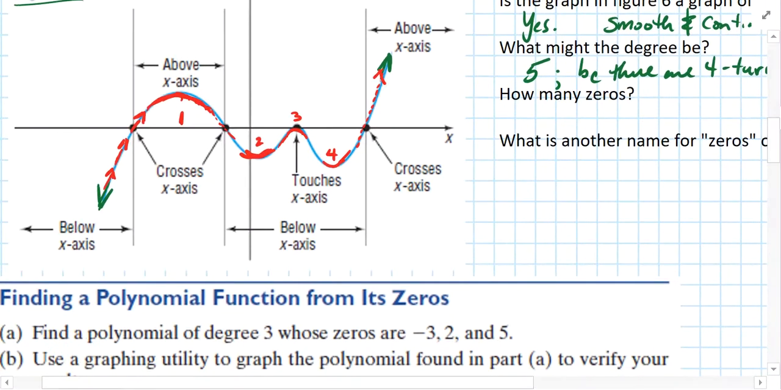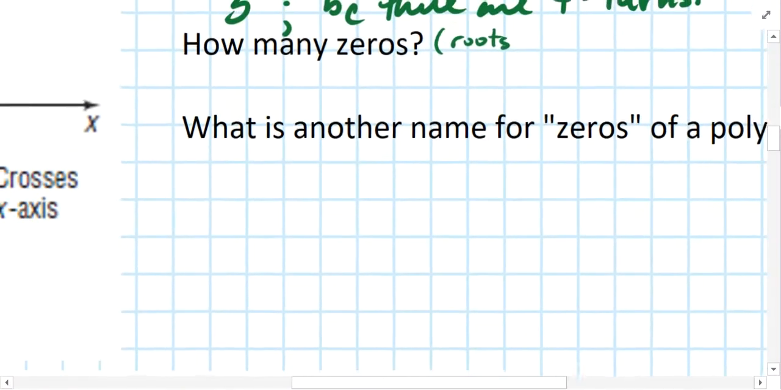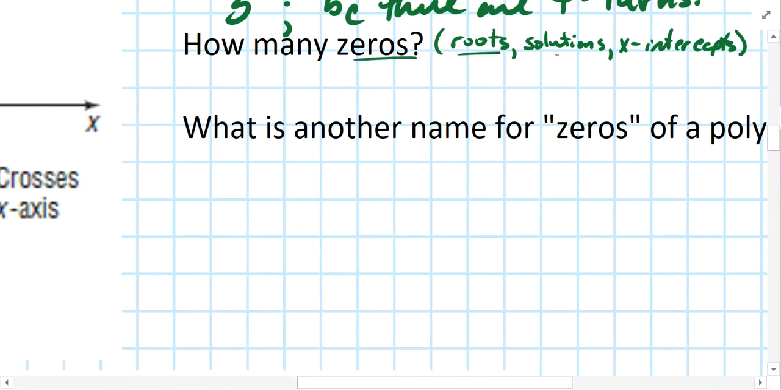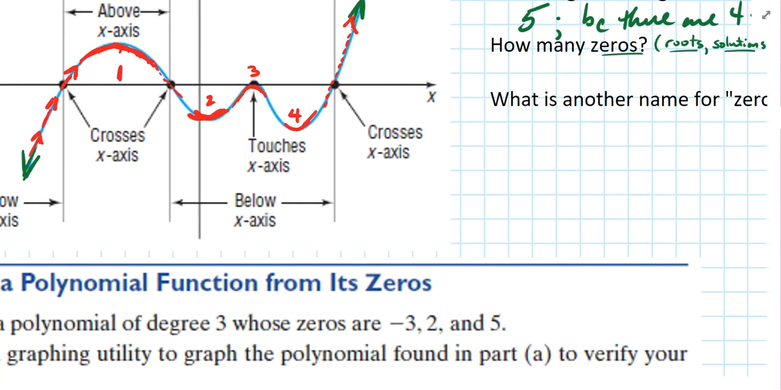Now, how many zeros are found in this polynomial? Well, to answer that, it might be helpful to note that zeros is another name for roots. It's another name for solutions. And it's another name for x-intercepts. So zeros, roots, solutions, x-intercepts, those phrases are all synonymous. And in this case, we see an x-intercept here, here, here, and here. So I would say that there are 4 roots, or 4 zeros.